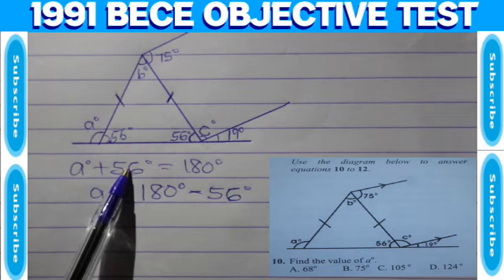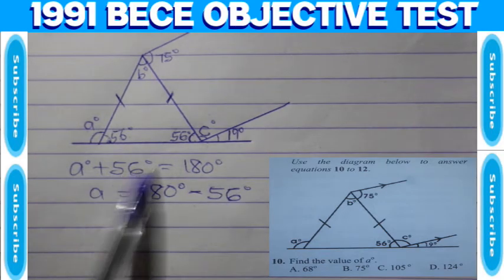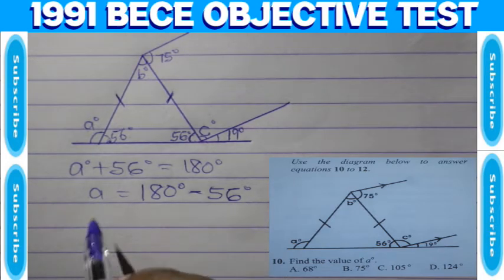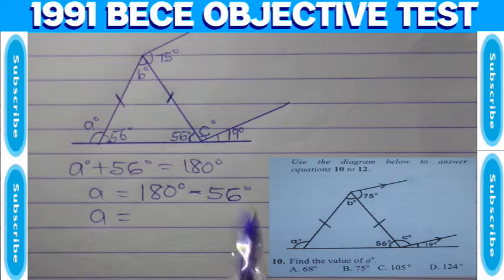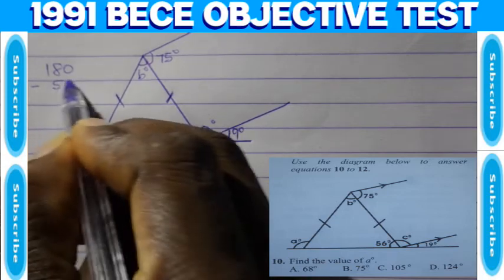You subtract 56 degrees from here, subtract 56 degrees from here, and then this one will give us 0. So we have only A left. Then let's find the difference between this. So A will be equal to, let's find the difference between 180 and 56. So 180 minus 56.